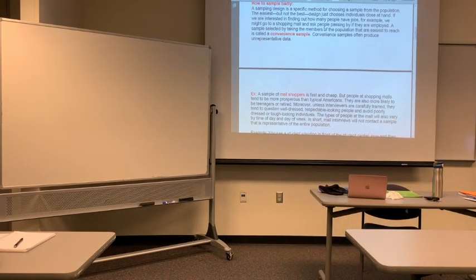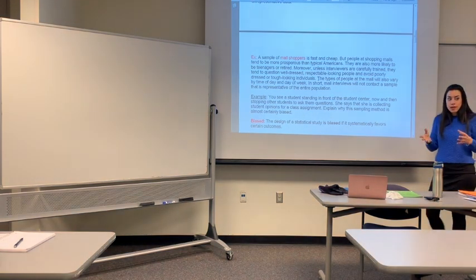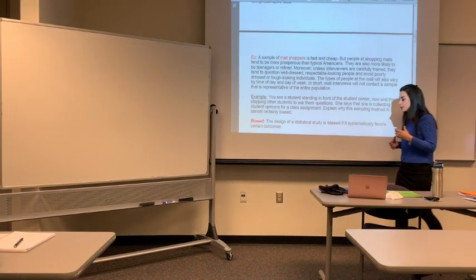Let's see what the example is here. It says a sample of mall shoppers is fast and cheap, but people at shopping malls tend to be more prosperous than the typical American. They are also more likely to be teenagers or retired. Moreover, unless interviewers are carefully trained, they tend to question well-dressed, respectable-looking people and avoid poorly dressed or tough-looking individuals. So this is a good example of the convenience way of collecting data.